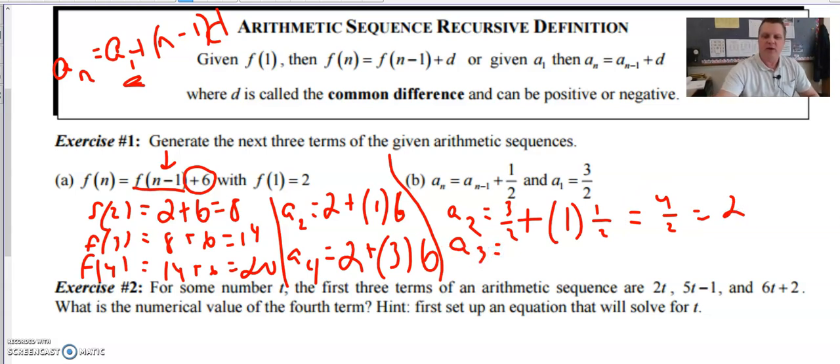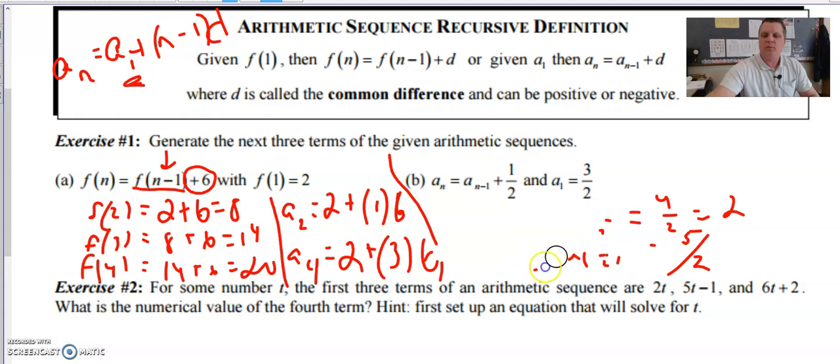A3 is going to be the 3/2. I know it's tough to see here. I didn't do it on the board first. Plus 2 times 1/2. So that's 1. So you have 3/2 plus 1, which is 5/2. Now if you need to pause it and copy it, go ahead. I just don't have enough room.